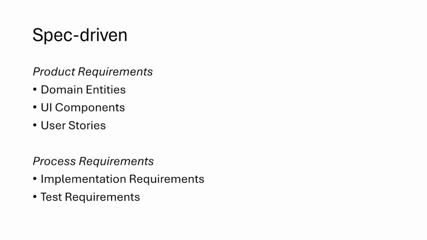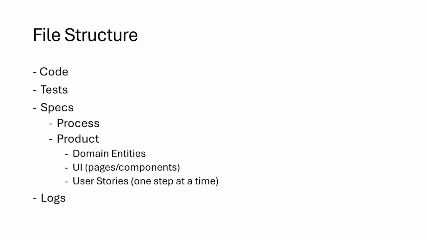What is spec-driven development? Well, you have to recognize that you need to write two parts of requirements: product requirements, domain entities, user interface components, and user stories, but also process requirements. So implementation requirements and test requirements. These are all in Markdown, easy to read, both for humans and for bots.